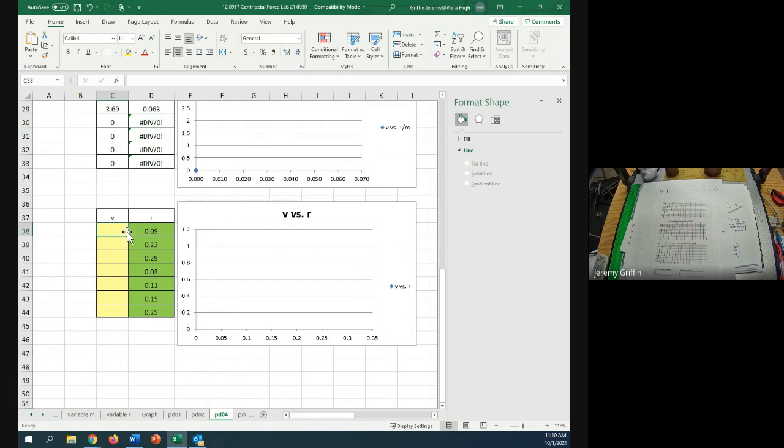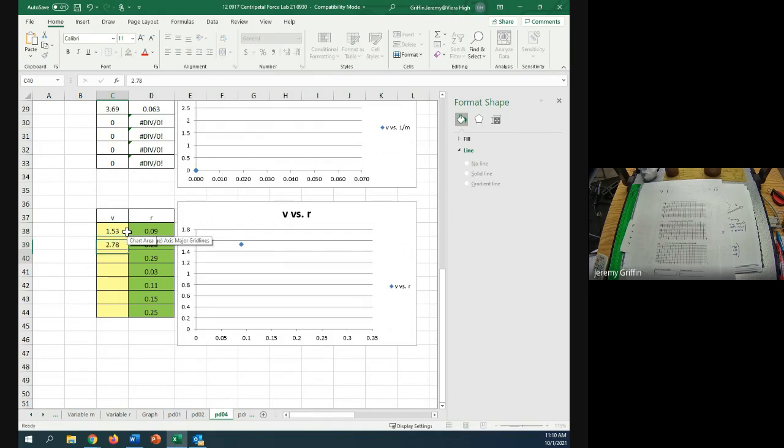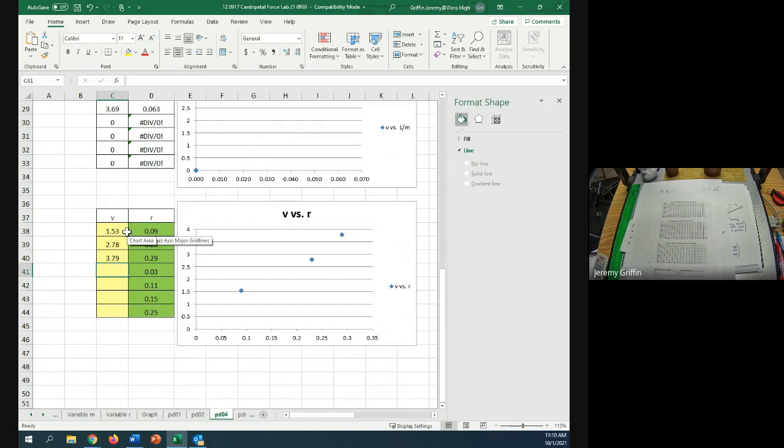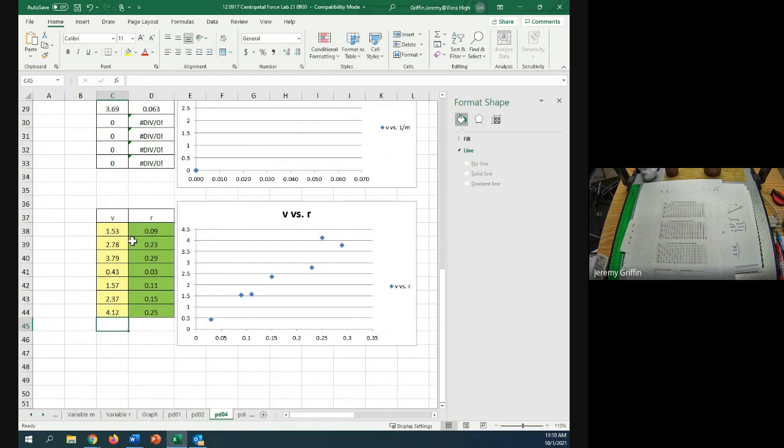So go ahead and tell me, what were your speeds? 1.53, 2.78, 379, 0.43, 157, 2.37, 4.5. All right. Hey, that looks pretty good. That's about what that should look like.